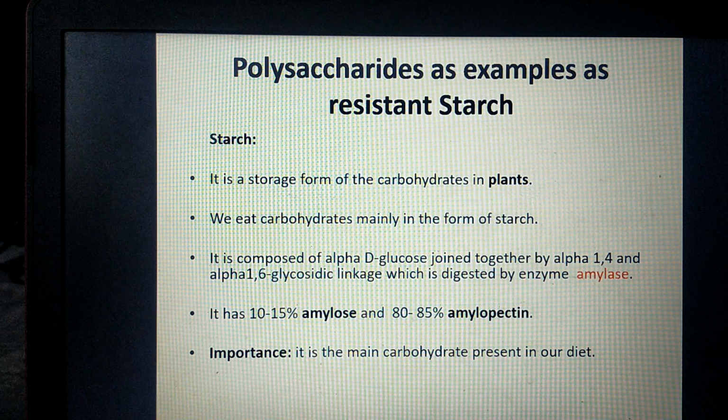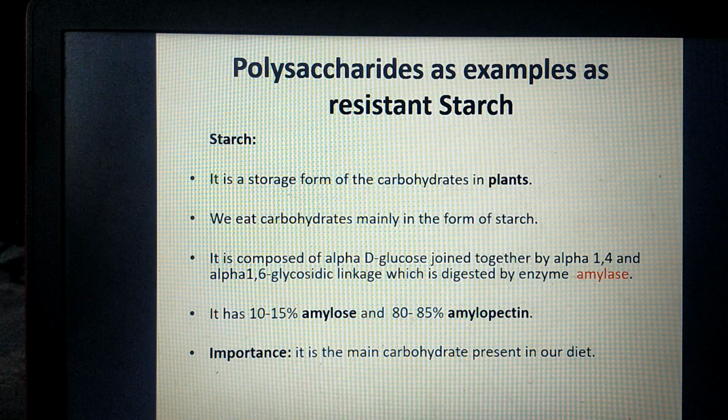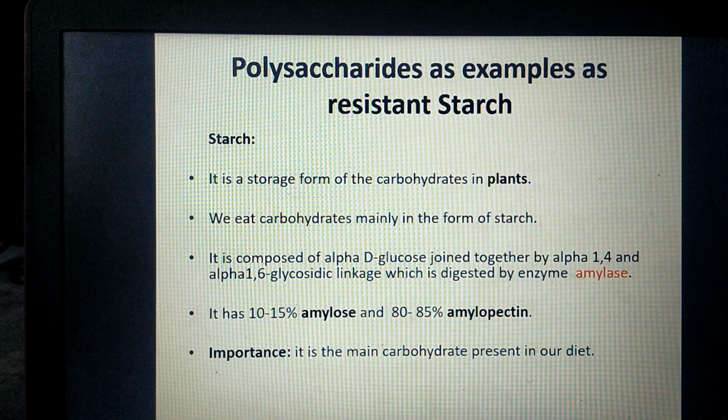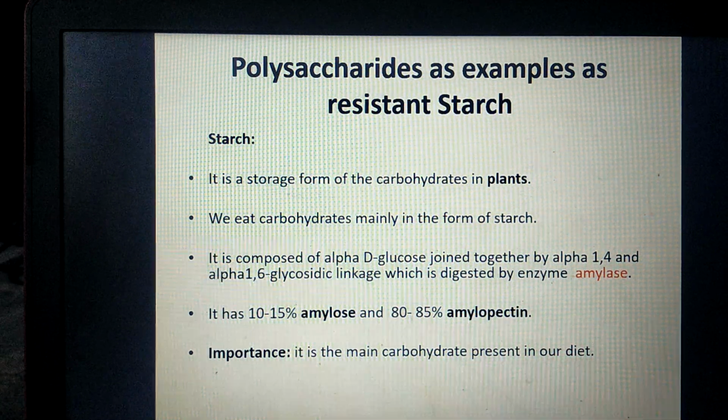The amylose has a straight chain helical structure which gives a positive iodine test, whereas the structure of amylopectin is similar to the structure of glycogen, which is a branched structure. As I have told you earlier, it is the main carbohydrate present in our diet.